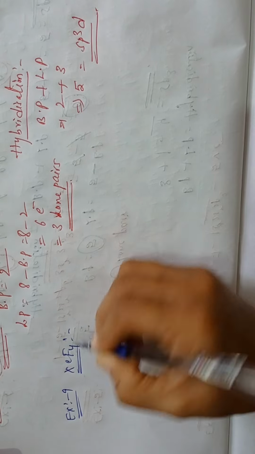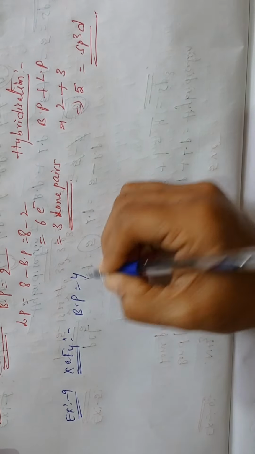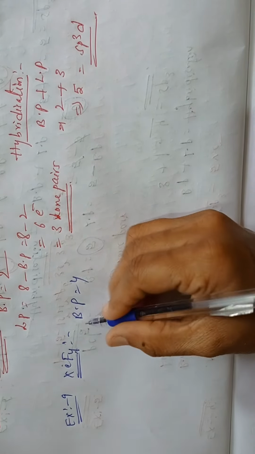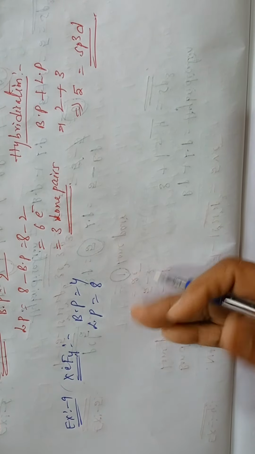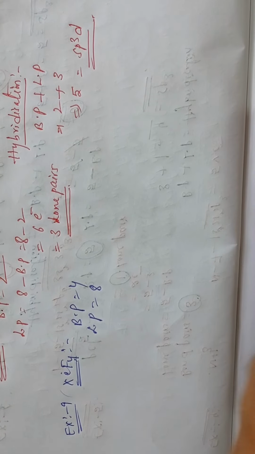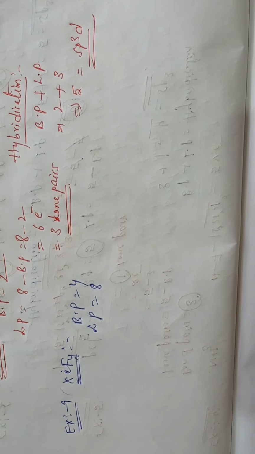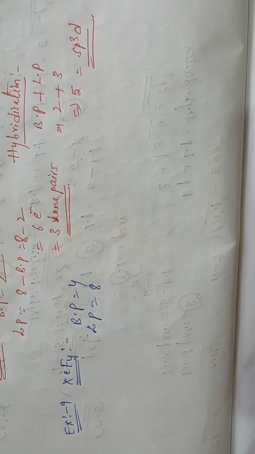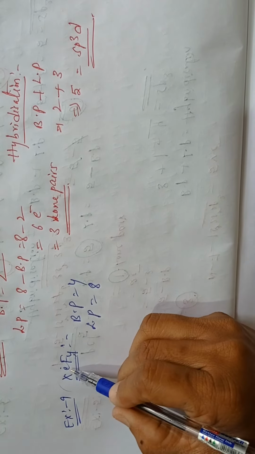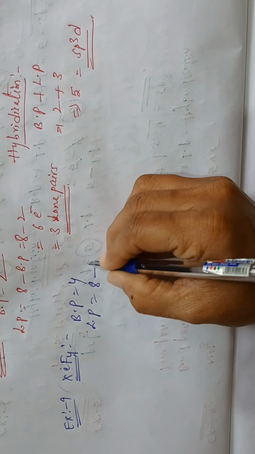XeF4. Now tell me, students, how many bond pairs? 4, 4 fluorines attached. Now coming to the lone pair, xenon has 8 valence electrons, an 8th A group element. Suppose the element is first A group, 1 valence electron; second A group, 2 valence electrons; third A, 3; fourth A, 4; fifth A, 5; sixth A, 6; seventh A, 7 valence electrons; eighth A group, 8 valence electrons. Are you clear? So this is xenon, a noble gas element, 8 valence electrons minus bond pairs.